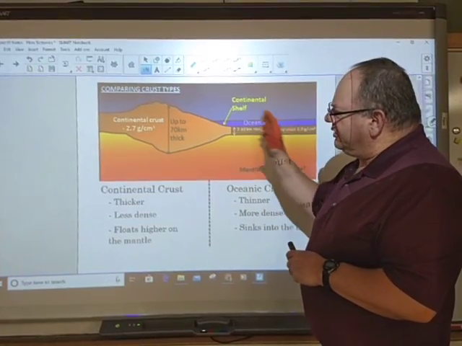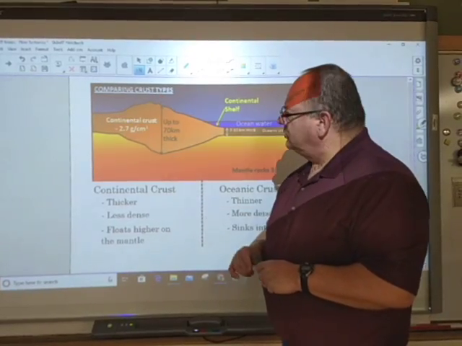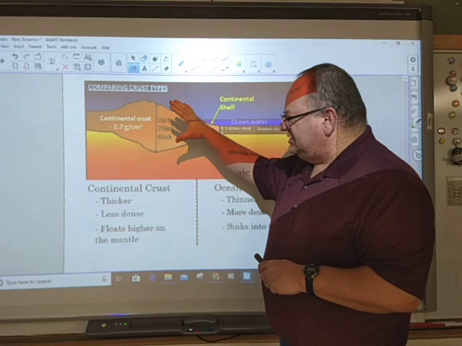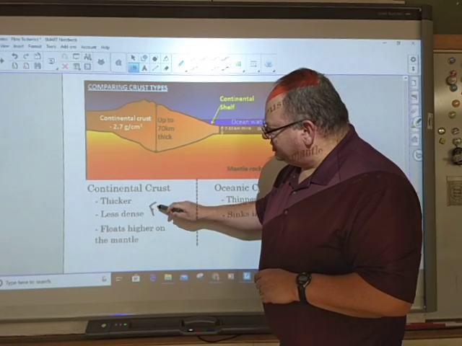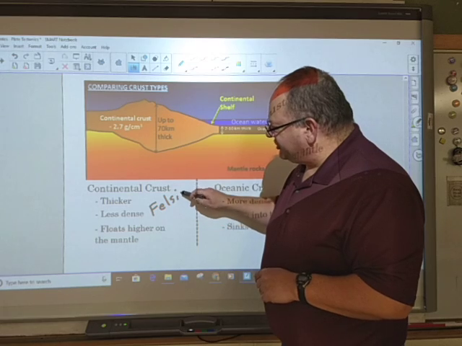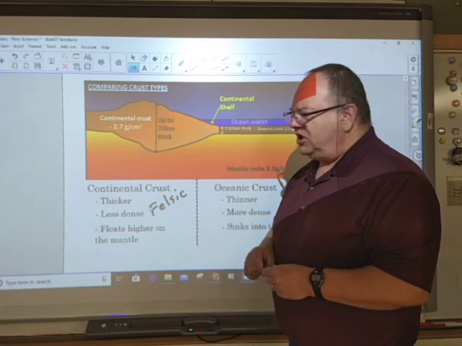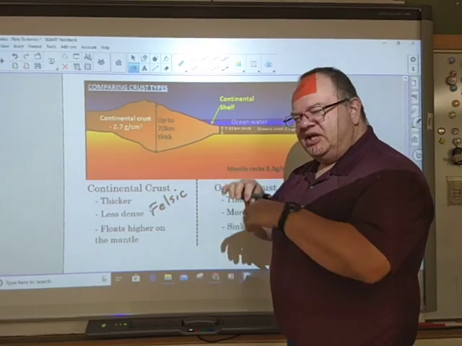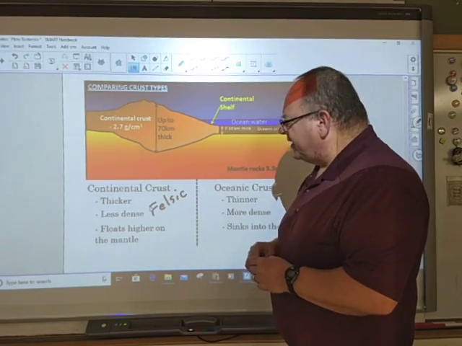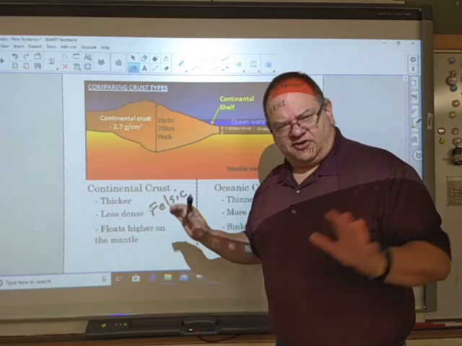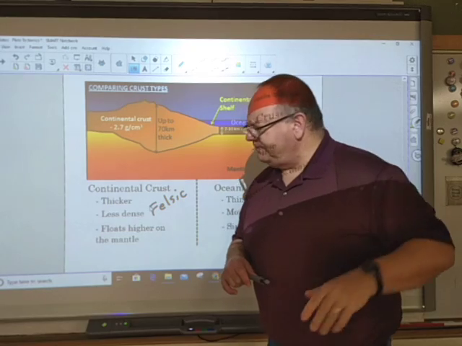Now, there are some differences. Continental crust tends to be thicker. It tends to be less dense. And I should say that continental crust tends to be more felsic in the nature of the rocks. So there's more silica. It's the lighter earth. As far as rock goes, it's the light and fluffy rocks. Okay? If someone's going to hit you in the head with a rock, you want a felsic rock. Okay? Lighter, fluffier. Don't do that. Don't try that at home.